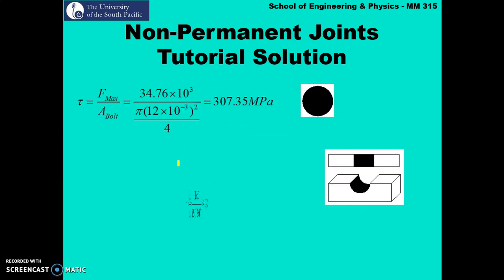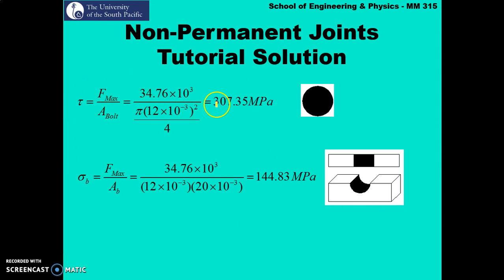Now we'll calculate the maximum shear stress. Maximum shear stress is simply given as F max divided by the cross-sectional area of the bolt. The cross-sectional area of a bolt is a circle, and the maximum force acting was simply 34.76 kilonewton, which was acting on bolt A and bolt B. So this is your F max divided by the cross-sectional area, which is pi d squared upon 4. The diameter of the bolt was 12 mm, so we obtain the maximum shear stress to be 307.35 megapascal.